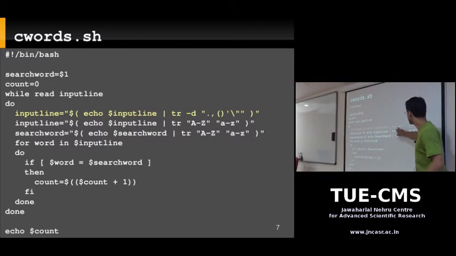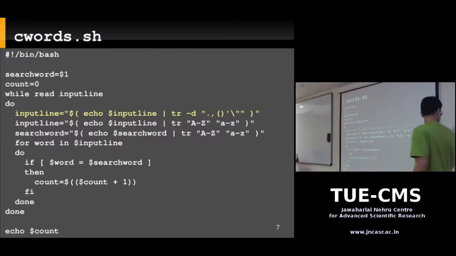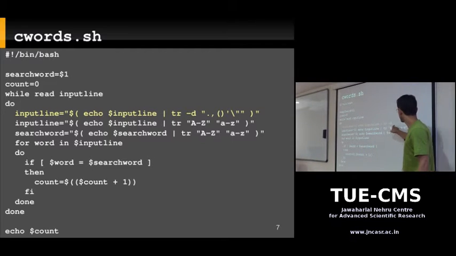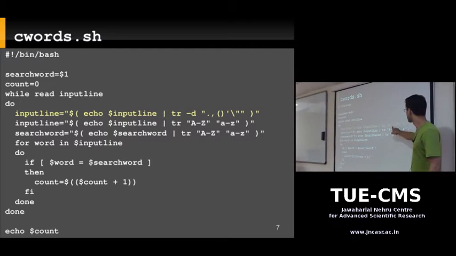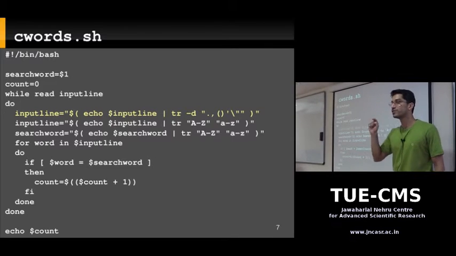So you'll see I put tr -d and within quotes, I put a period. Can you see this? Is it visible? Yeah. So tr -d period, comma, an open bracket, close bracket, a single quote. We're going to remove all these characters. Now I also want to remove a double quote.